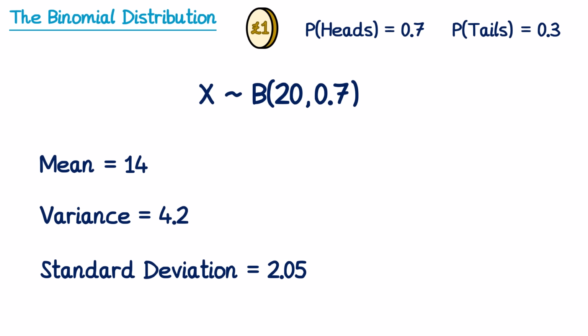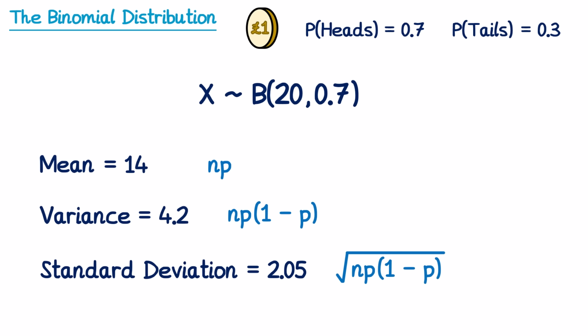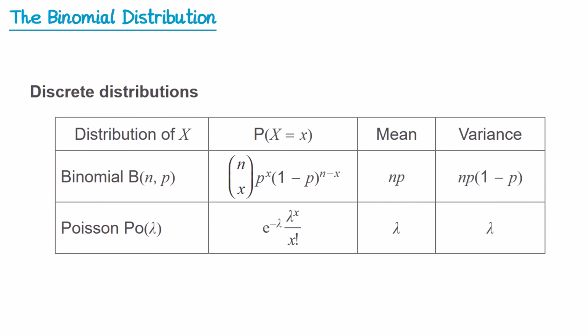Let's just recap how we calculated those. For the mean, we multiplied 20 and 0.7 together, so we multiplied n and p, so the mean is just equal to np. For the variance, we also multiplied n and p together, but then we also multiplied this by the probability of failure, which is 1 subtract p, so it's np brackets 1 subtract p. And since the standard deviation is the square root of the variance, this will just be the square root of the variance formula.